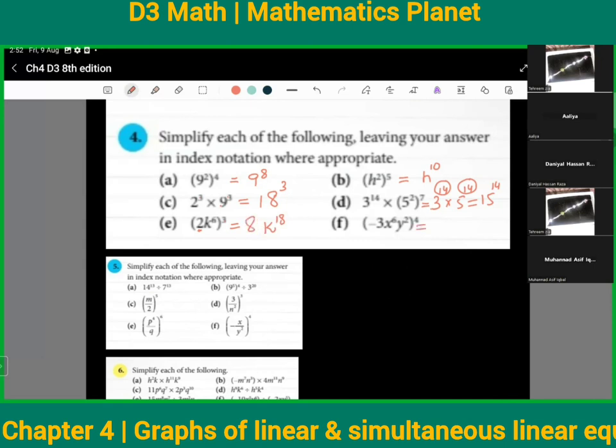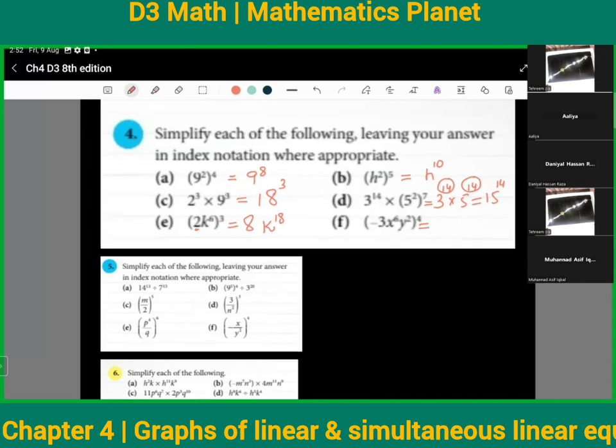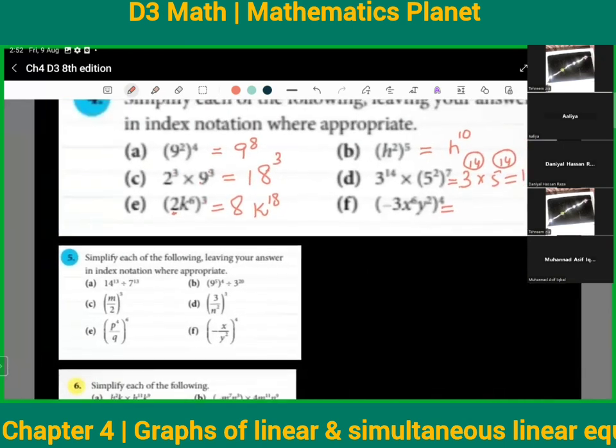Okay, Mohanad. Yes, teacher. It will be 4 6s are equals to 24, minus 3x to the power of 24 and y to the power of 8. X to the power of 24, y to the power of 8. What will be the constant? Minus, it will be minus 3.